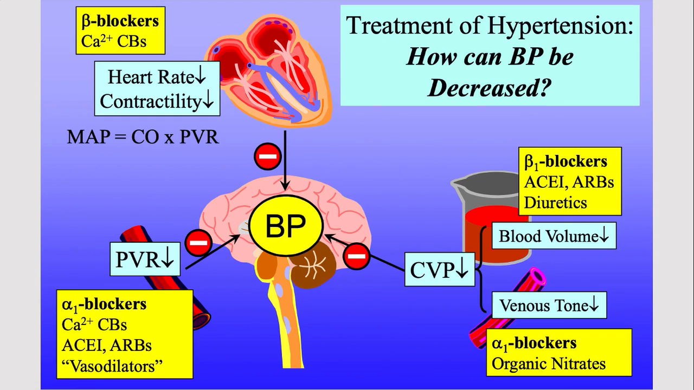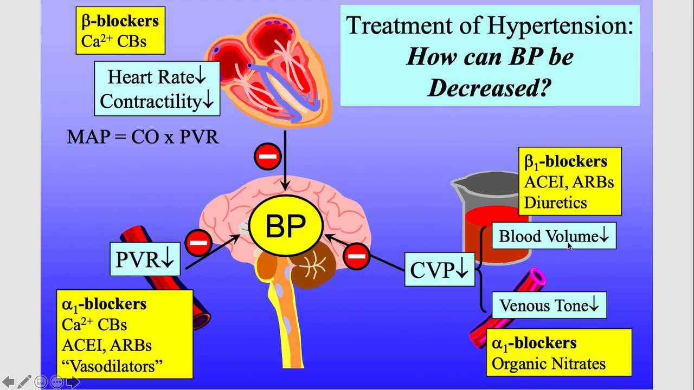Same thing here, we can use alpha blockers on the venous system, organic nitrates. Now remember, nitric oxide was a very important vasodilator that we talked about. It elevates cyclic guanosine monophosphate, which will cause vasodilation, nitric oxide. So we can use organic nitrates like nitroglycerin.